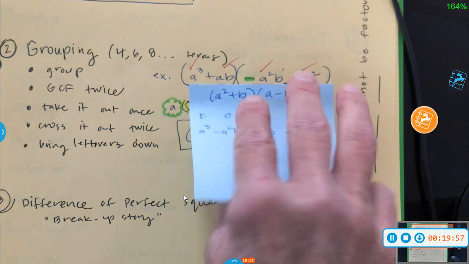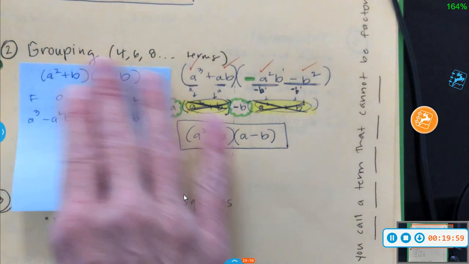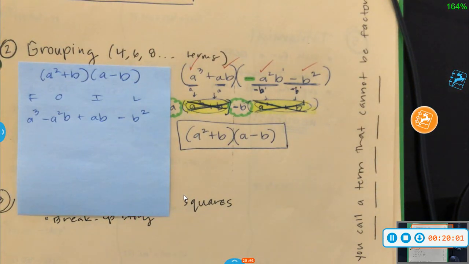So if you get on the test or the quiz, and we'll talk about this more, and you're not sure if that's right, FOIL it out. If you get your original problem, you're correct. If you don't, you're not. So FOILing and factoring undo each other. All right, let's do the next type.